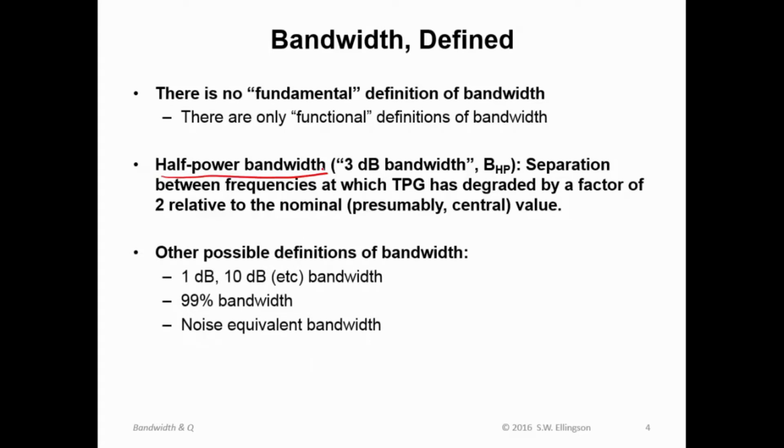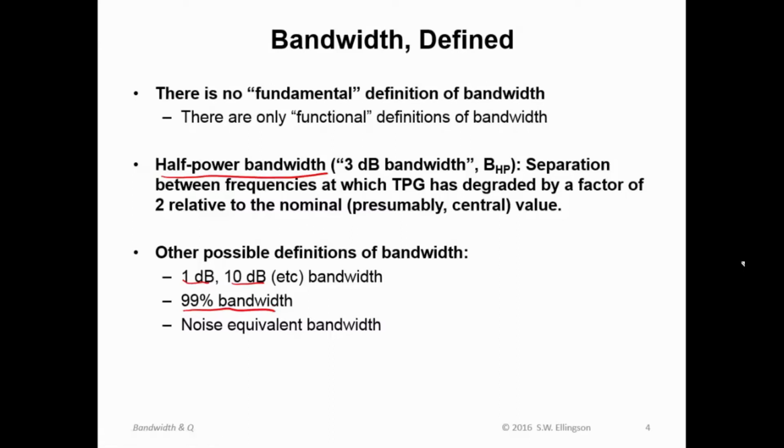These other definitions include, for example, 1 dB bandwidth. So as opposed to specifying the frequency separation between 3 dB points, you might specify the separation between 1 dB points. Or 10 dB points. I will tell you that both of these alternative definitions are commonly used, not just in RF engineering, but in other disciplines. Yet another way to define bandwidth is 99% bandwidth. 99% bandwidth is a separation between frequencies which contains 99% of the power.